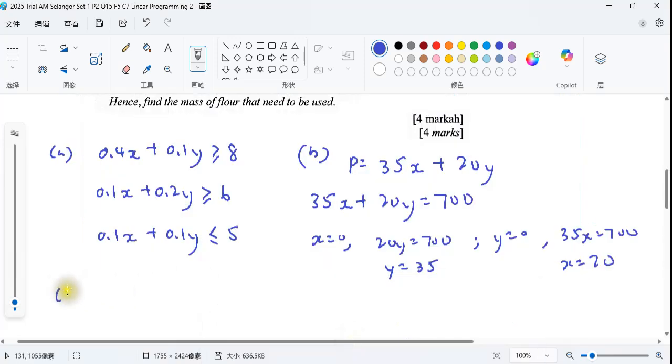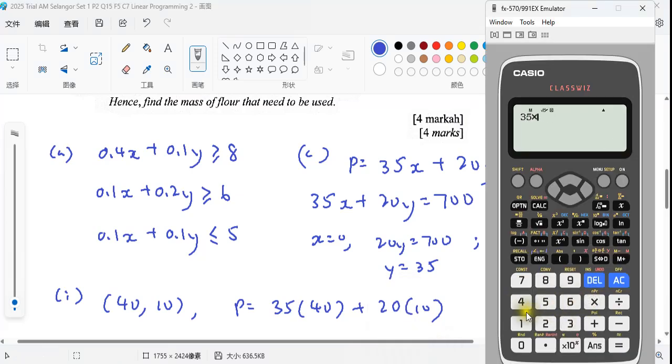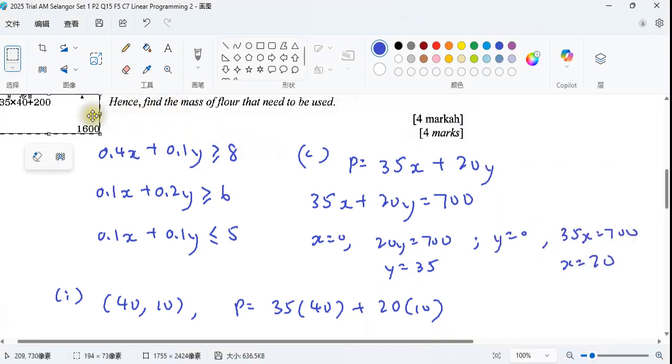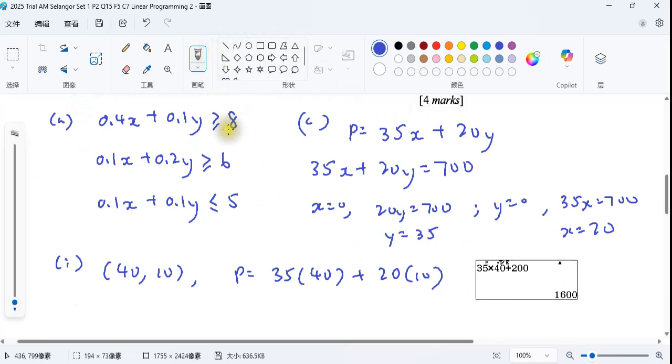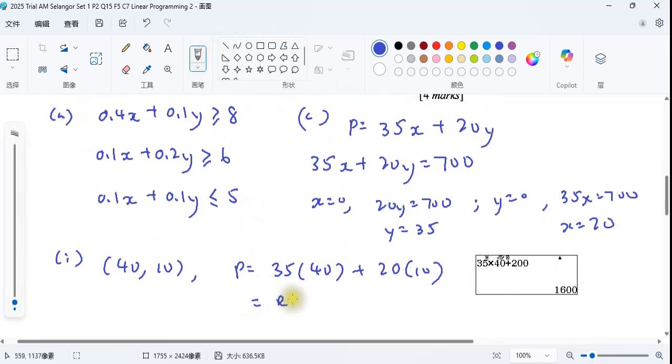So this is C. So 40, 10. So the profit will be 35 times 40 plus 20 times 10. So 35 times 40 plus 200, so 1,600. So the maximum profit is 1,600.